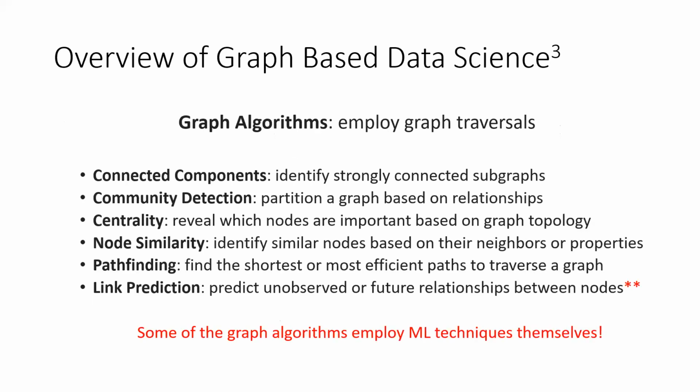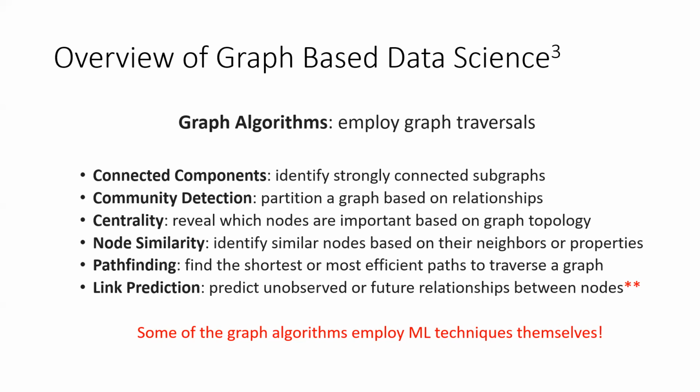The other one is graph algorithms, and those are algorithms that usually employ graph traversals. For example, one of them is connected components, identify all the strongly connected subgraphs within the big graph. A strongly connected subgraph is a subset of the nodes where each one has a relationship with each other node. Another one is community detection, partition a graph based on specific relationships. Centrality, reveal which nodes are important based on graph topology. Node similarity, identify nodes that are similar, not only based on their local characteristics, for example some attributes that are already part of the node, but also based on the neighbors and the properties of their neighbors. Pathfinding, find the shortest path or most efficient path to traverse a graph.